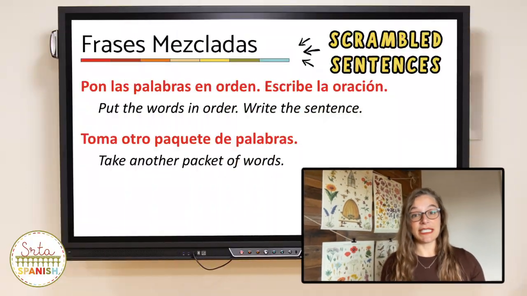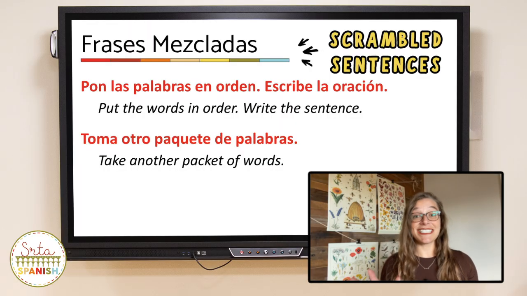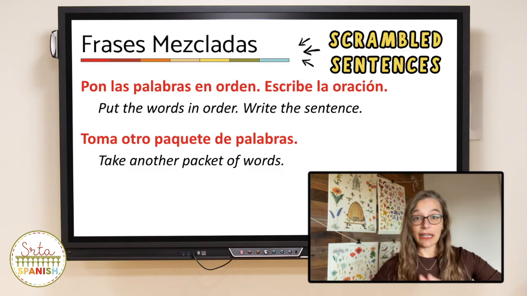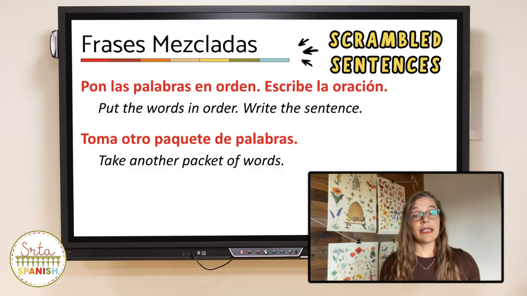One of my favorite ways to work with adjective agreement is scrambled sentences. If you're not familiar with scrambled sentences, it's exactly what they sound like. They're going to get all of the words that belong in a sentence, and they have to unscramble them or put them in order. The caveat with the adjective agreement version is that not only do they have to put them in order, but they're also going to choose the correct form of the adjective.